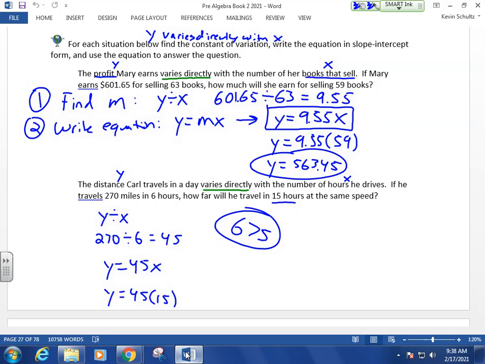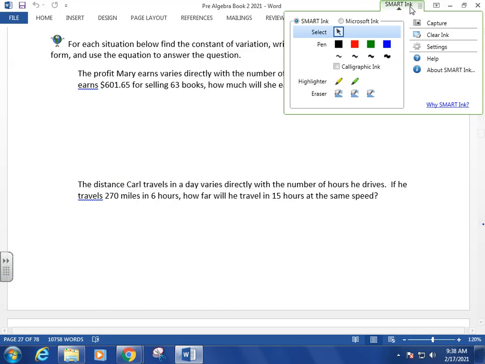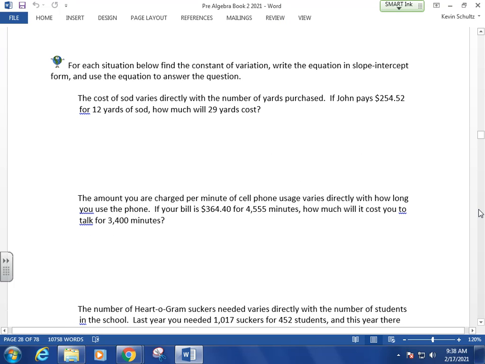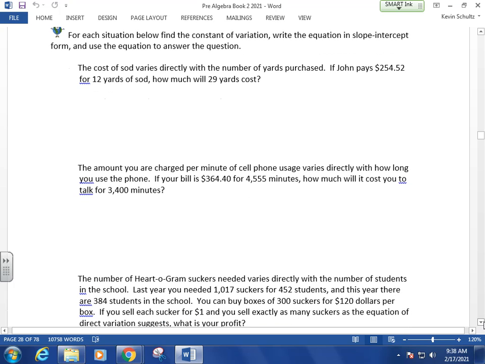Okay. All right. So the second page of this, I had you go on to that. Just kind of looking at what it has in store for us here. We've got the cost of sod varies directly with the number of yards purchased. There's that phrase, varies directly. Y varies directly with x. The cost of sod varies directly with the number of yards purchased. There's our y, there's our x. Once you determine that, you can calculate the slope, write the equation, and answer the question. Same kind of process here, okay?